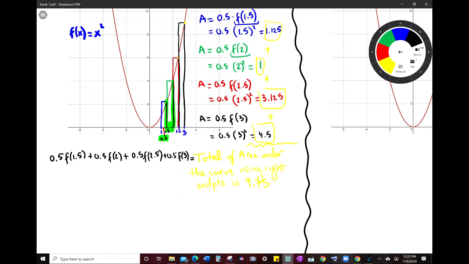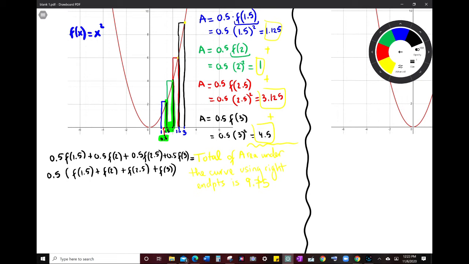Okay, and what we notice is they all share 0.5, so that means we can factor out 0.5, and then we can have f of 1.5 plus f of 2 plus f of 2.5 plus f of 3. And we should get the same answer doing it this way. No matter which way you do, you end up with the same answer as long as you do it right. So that's the short way of the long way on the right side.